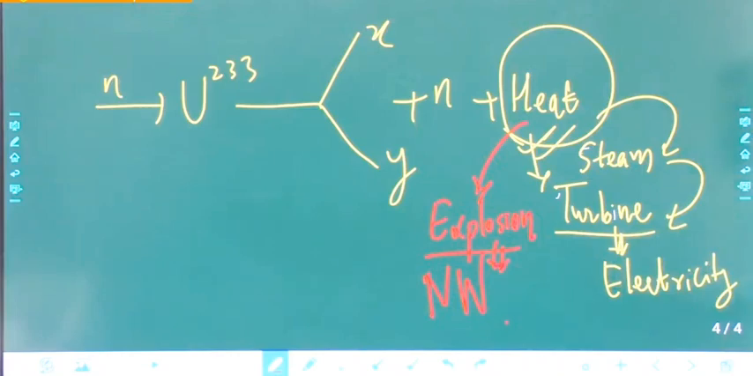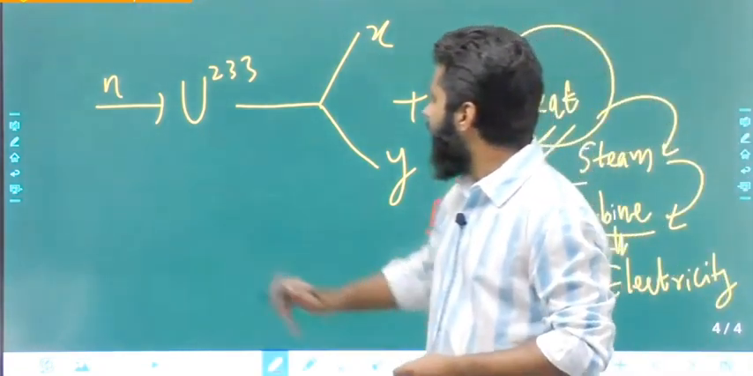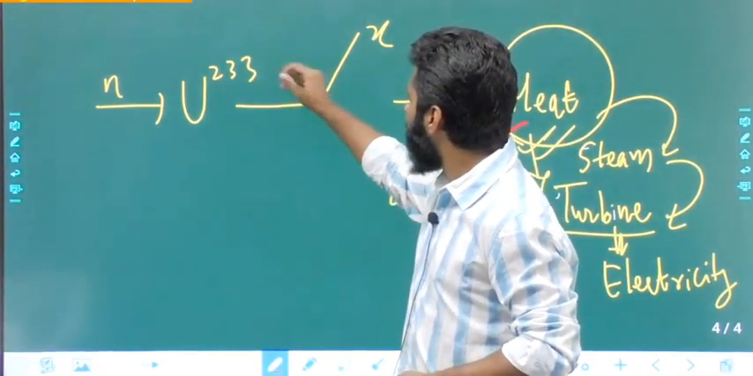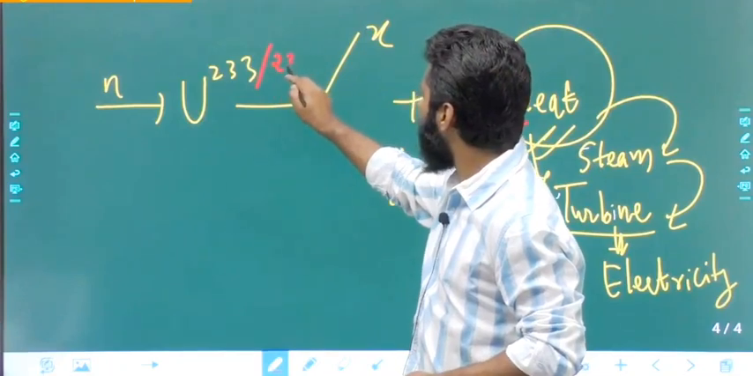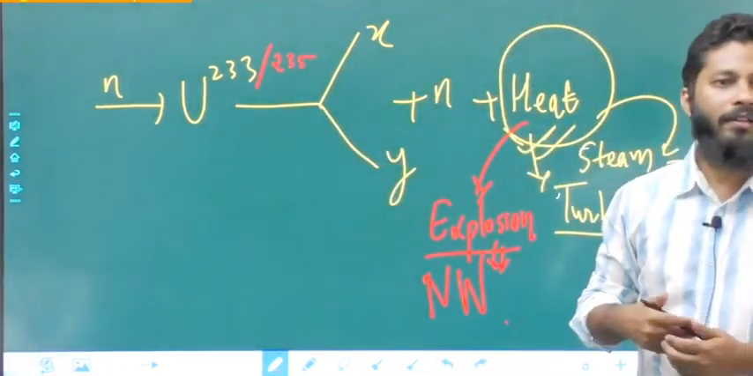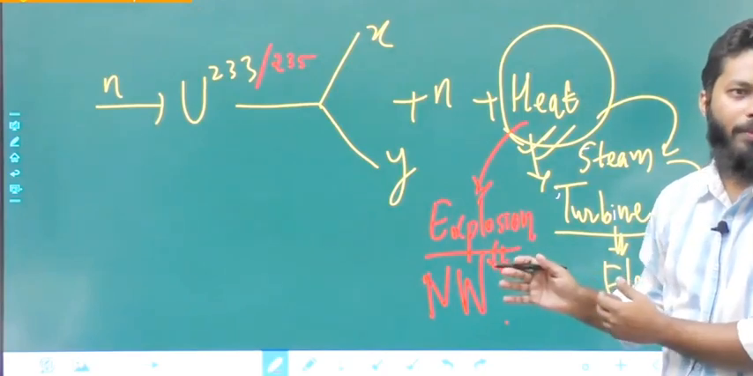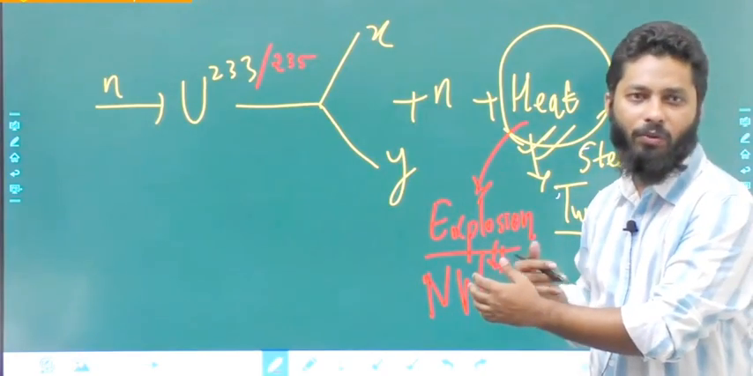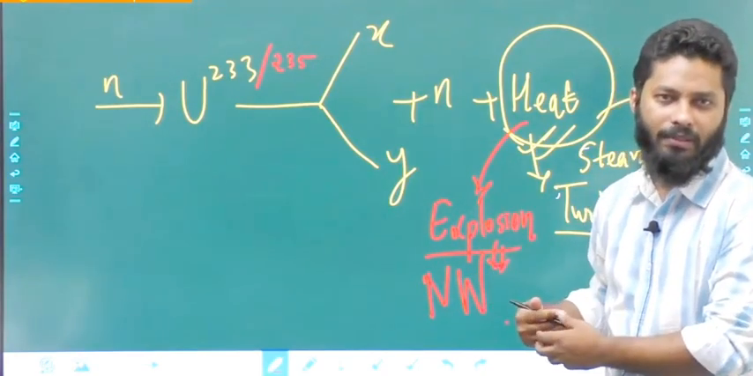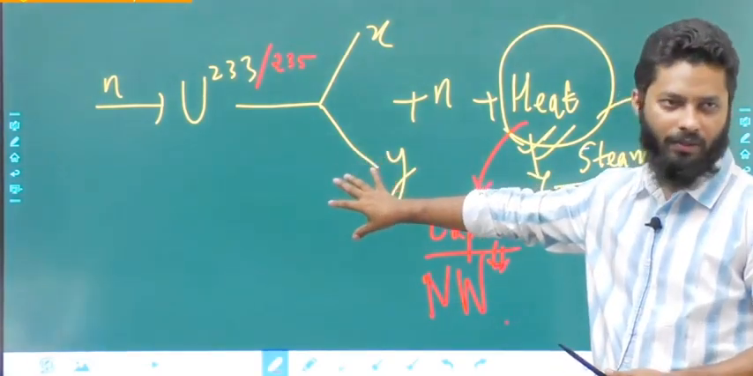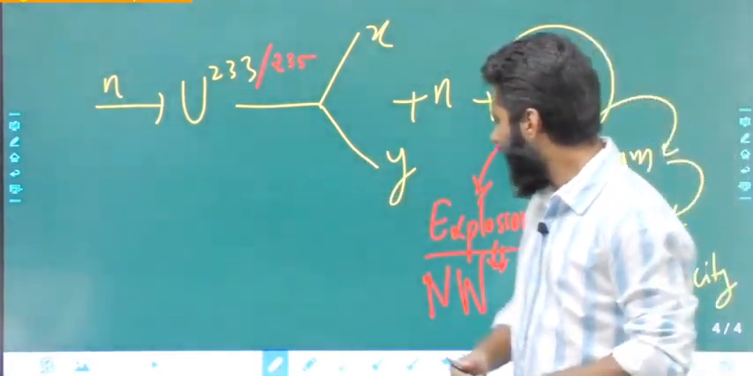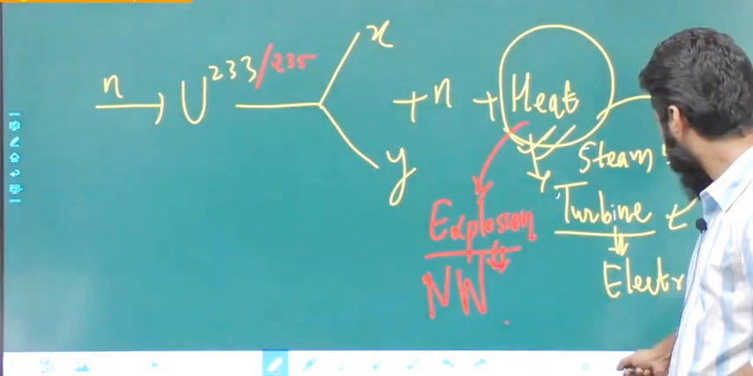Military use. So uranium 233 or uranium 235, both, because both are fissile in nature, so they undergo fission. What do you mean by fission? It breaks down into two lighter elements. This is fission, okay?